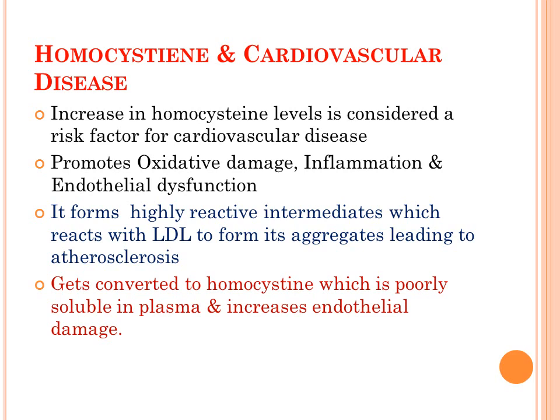Apart from this, when homocysteine is in excess in the body, it will get converted to its dimeric form, homocystine, which is relatively less soluble, poorly soluble in plasma, and the damage to the endothelial membrane is again more. So homocysteine is a risk factor for cardiovascular disease. Its level can be measured in the blood to see whether a person is having high levels of homocysteine or normal.